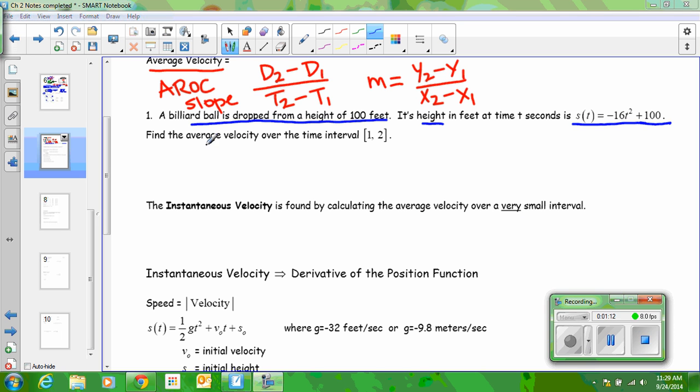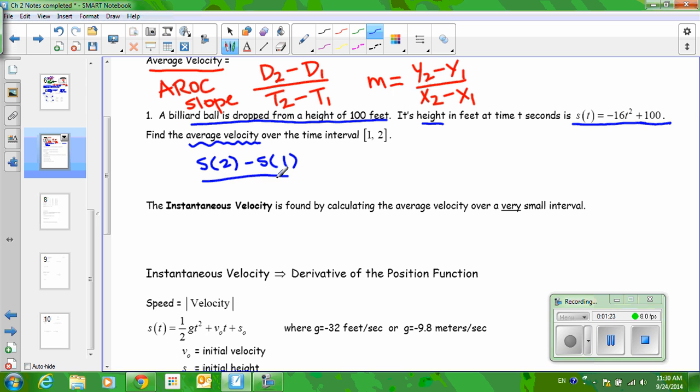To find the average velocity, we are going to do a difference quotient. We take the position at the second time minus the position at the first time, divided by the difference of these two times. College Board very much wants to see this step. I don't care if you can do that in your head, you actually have to show it. So we come over here and actually find S of 2 and S of 1. This is just plugging the value in for t. When you do that for S of 2, you get 36 feet. That's how high the ball is after 2 seconds. When you do this for 1, you get 84 feet.